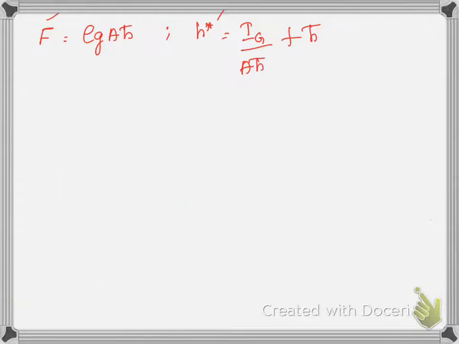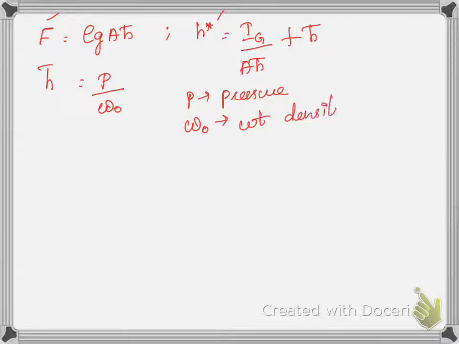So the formula to determine the h bar value is equal to P by omega naught. So P is going to be the pressure and omega naught is going to be weight density. So already we know the formula for weight density, which is nothing but rho g. Okay, this is how we have to determine the pressure head.